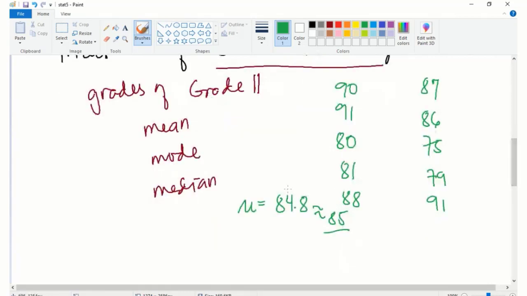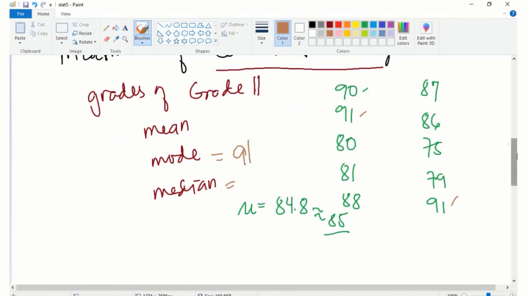Now, ano ang mode? Ang mode ay kung anong grade ang may pinakamaraming lumabas dito. So, 90 kaisa lang, no? 91, merong dalawa. Ang 80 kaisa lang, 81 kaisa lang, 88 kaisa lang, 87 kaisa, 86 kaisa, 75 kaisa. So ang mode ng mga grado ninyo ay 91.